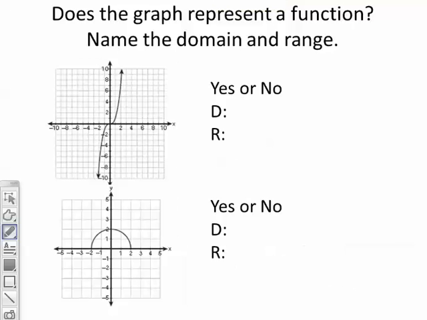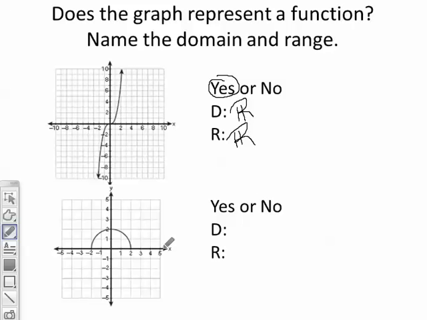Let's try it again. First one there. Is that a function? Yes, it is a function. Domain on it. Even though it doesn't look like it, the domain on that one is going to be the same thing, all real numbers. How about the range on that one? Same thing. It's going to hit all real numbers eventually. Okay? How about this one down here?